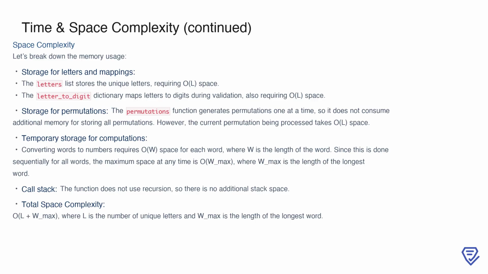Temporary storage is also needed for converting words into numerical values. For a word of length W, this conversion requires W space, and since this process occurs sequentially for all words, the maximum storage at any point is determined by the longest word, denoted as W_max. Importantly, the function does not use recursion, so there is no additional call stack overhead. Combining these factors, the total space complexity is L plus W_max, where L is the number of unique letters, and W_max is the length of the longest word.